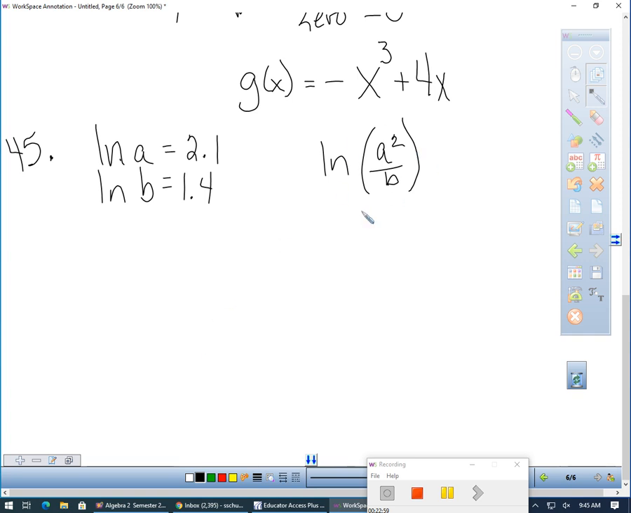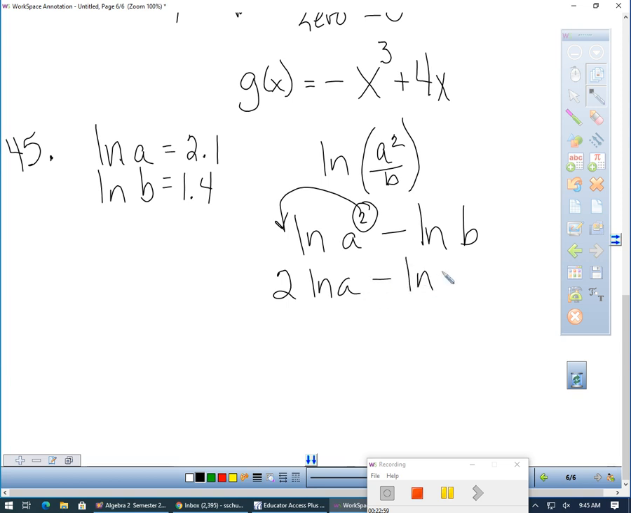Alright, so first of all, let's expand this. This is the natural log of A squared minus, in the log world, when you divide, you really subtract, the natural log of B. Then this 2 has to go out in front, right? So we have 2 natural log A minus natural log B. And then it tells us the natural log of A is 2.1. So we have 2 times 2.1 minus the natural log of B, which is 1.4. So 2 times 2.1 is 4.2 minus 1.4. And if you go ahead and do that subtraction, you get 2.8.